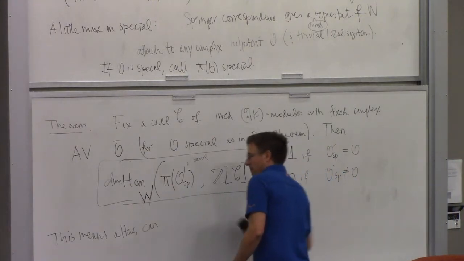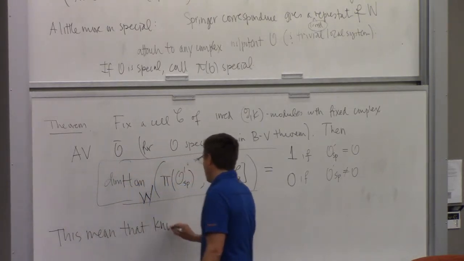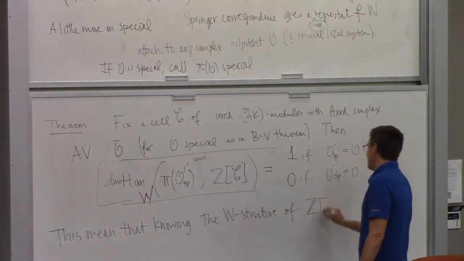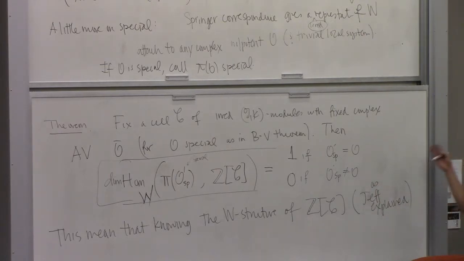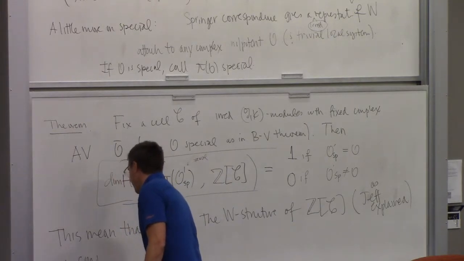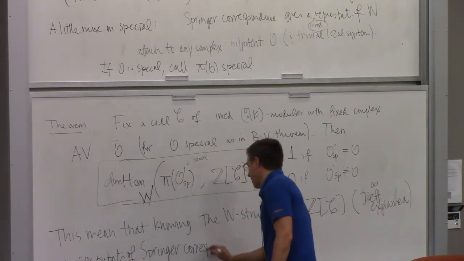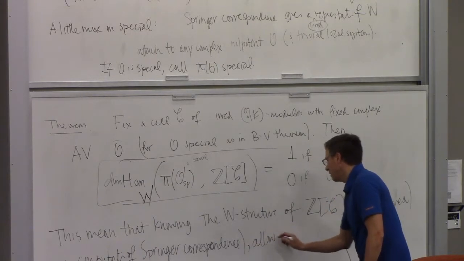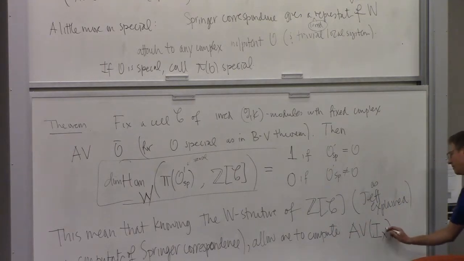Therefore, at least in principle, this means that knowing the W module structure of the cell representation, which is what Jeff explained and Atlas knows how to do, plus the Springer correspondence, allows one to compute associated varieties of annihilators of X.